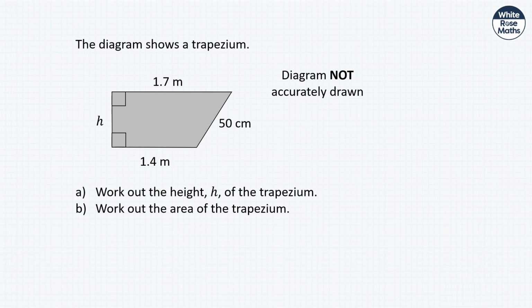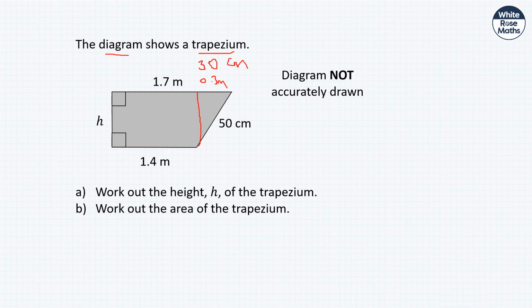Okay guys, next question. The diagram shows a trapezium. Part A, work out the height, h, of the trapezium. So working out the height. Remember that we have to convert it into the same units. That will be 0.3 meters, because 0.3 plus 1.4 is 1.7. So in centimeters, times it by 100, that will be 30 centimeters.